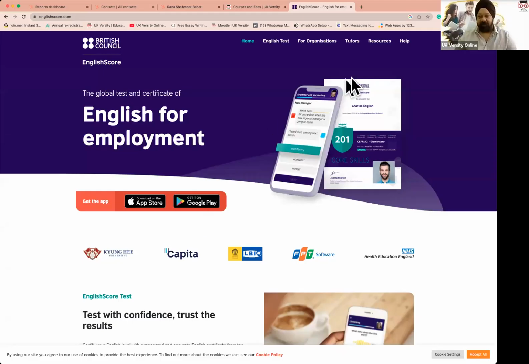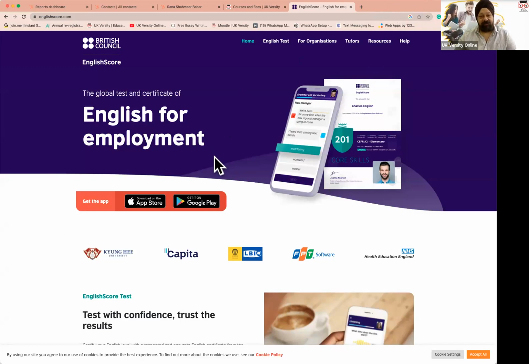Second would be a case wherein you are required to take an English test, and that English test is called the English Score test. This English Score test essentially is a test that you would be required to take. This is a test which can be taken on your mobile phone, a tablet, or a PC. It's a test which is owned by the British Council. This is something which is becoming quite useful.